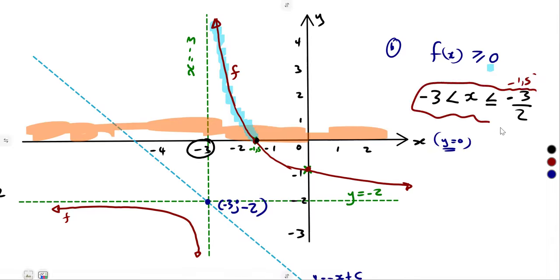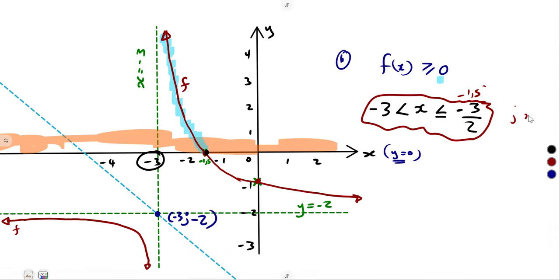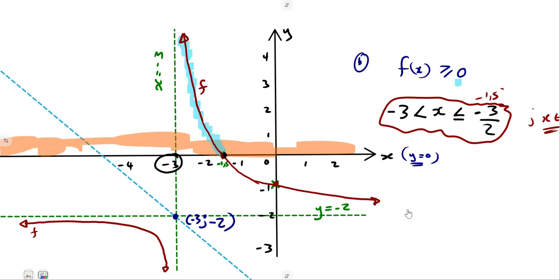So this is it. For these values of x that we have there, our f of x is greater than or equal to 0. It is a positive value. It is above the x-axis. So you can interpret it graphically by looking into your graph, what is exactly happening.